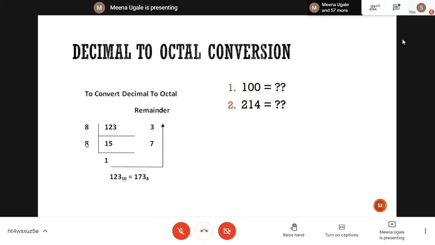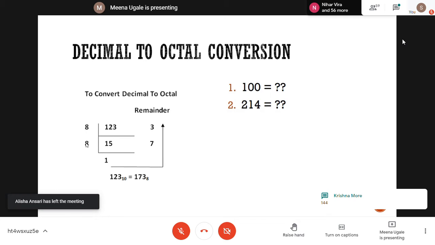Yes, I'm done. Now you try for these two numbers. One more example I have posted in this slide again, and you try it for 100 and 214 and tell me the octal number for this. One is 100 in decimal, second is 214. Divide by 8, find the quotient, write the remainder on the side. Finally, read the number from bottom to top.